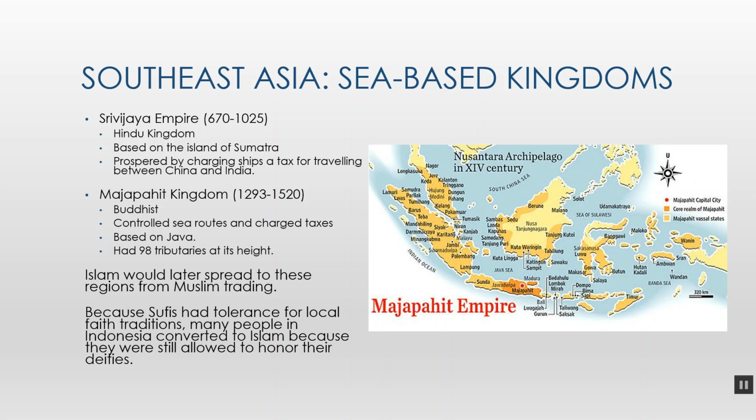And then the kingdom of Majapahit. Majapahit was much bigger. It was located on Java, which is down here, but it used the same thing. It taxed people who were trading and had to go through their kingdom as a go-between between China and India. Srivijaya is a Hindu kingdom between 670 to 1025. However, the Majapahit kingdom is a Buddhist kingdom.